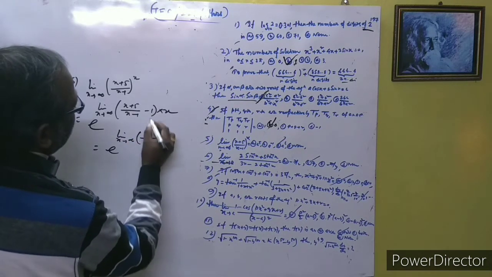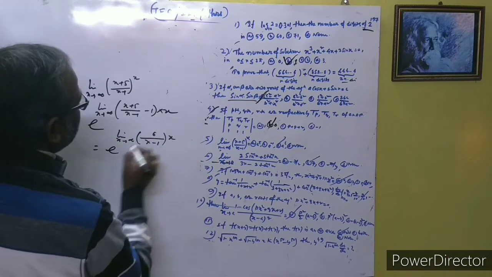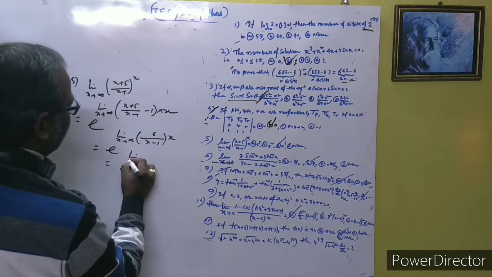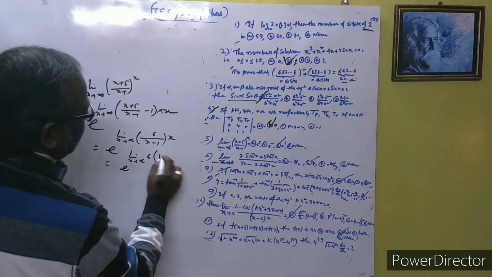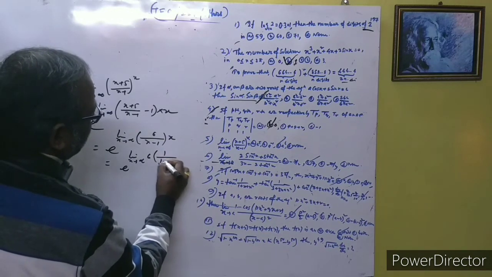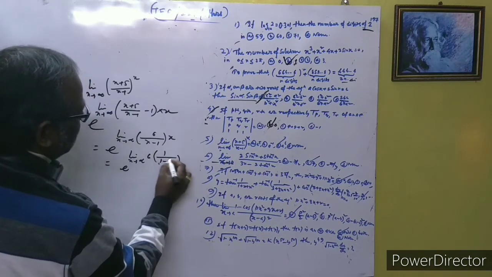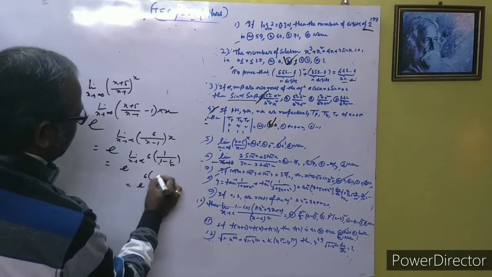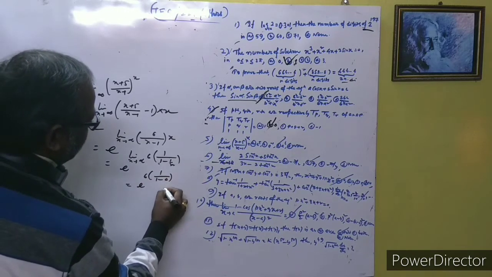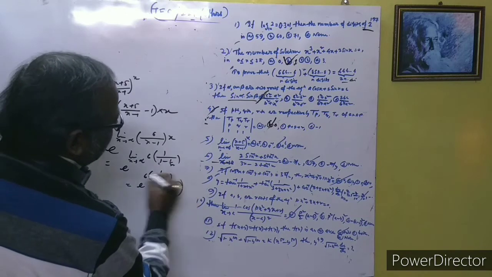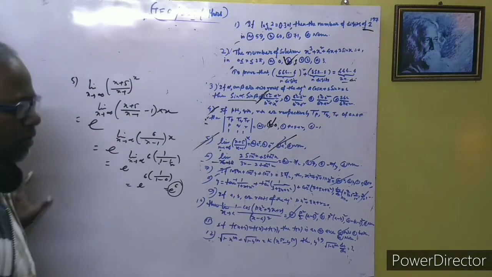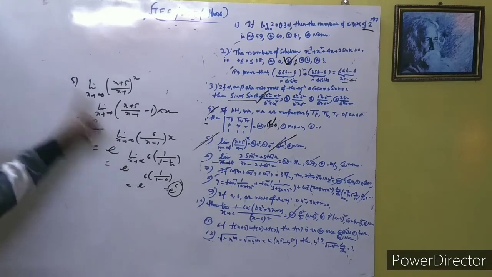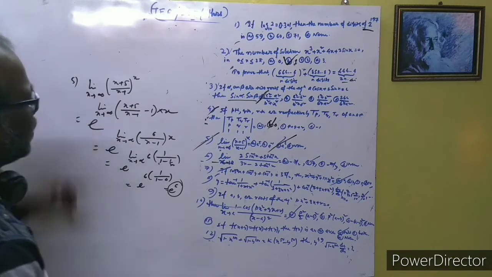This is minus 1, we get 6 here, and this is x. So e to the power limit as x tends to infinity of 6 divided by x, so we get 1 by 1 minus 1 by x here. So this value is 0. So e to the power 6 into 1 by 1 minus 0, so e to the power 6. So the value of this limit is e to the power 6. Okay, see, this is the short technique of solving this variable to the variable limit.